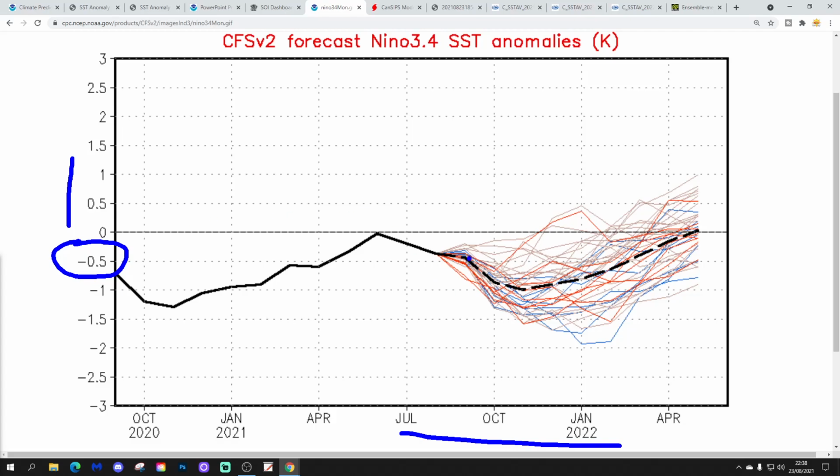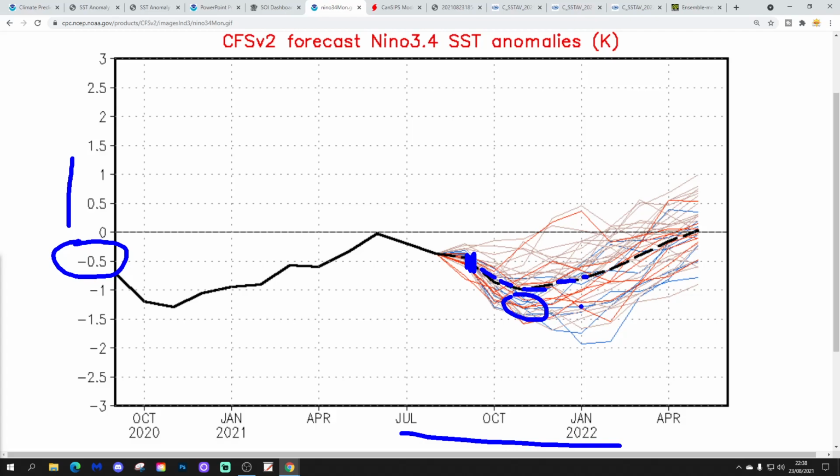So the current position is around there, just on the border of Enso neutral or La Nina, but the black dash line through September and into October goes down to 1 degree below average. That's easily within La Nina threshold and stays there right through to the end of the year. So that does give us a weak central-based La Nina.